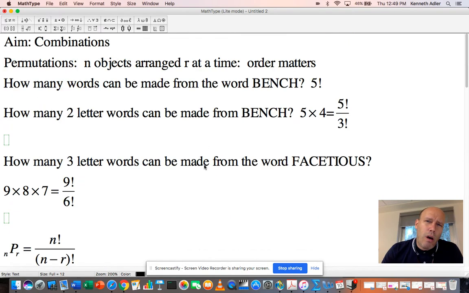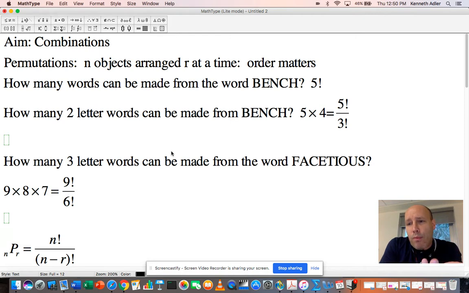Okay, so the next unit is combinations. That's 1D, and I wasn't sure how to present it, so I typed it out. I said, you know what? Let me just read this through with you. A permutation is n objects arranged r at a time. Order matters.